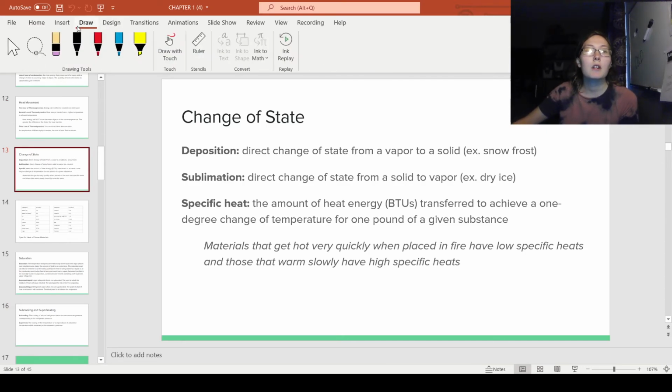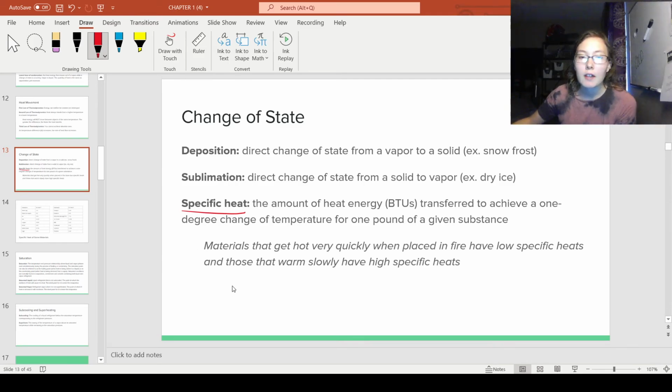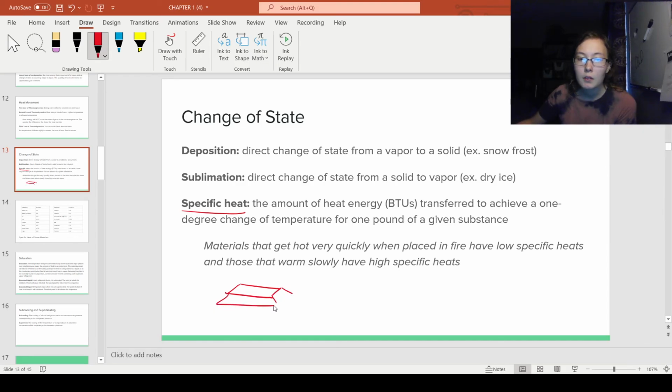Alright, so I just kind of wanted to review with you guys that specific heat is the amount of heat energy in BTUs transferred to achieve a 1 degree change of temperature for 1 pound of a given substance. Okay, so if you have 1 pound of iron, right? That's a poorly drawn iron ingot, okay? If you have 1 pound of iron and like 1 pound of insulation, okay?